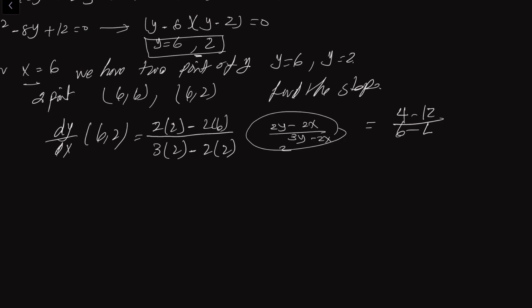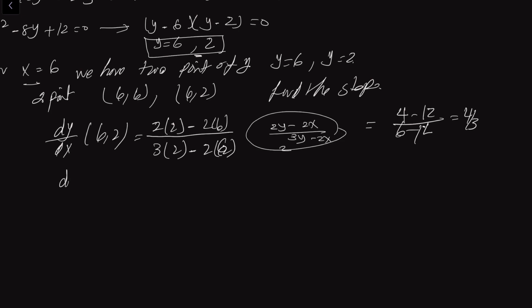2x. 6. Okay, 12. Okay, so that will be equal to 4 over 3. Because minus 8 minus 6 divided by 2, so it will be 4 over 3.